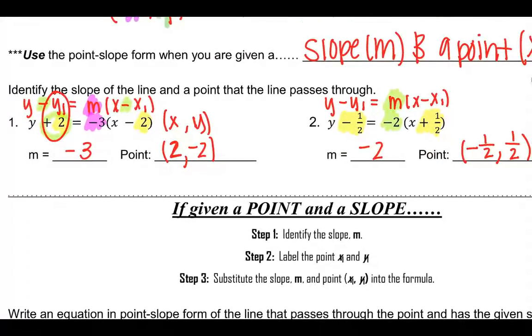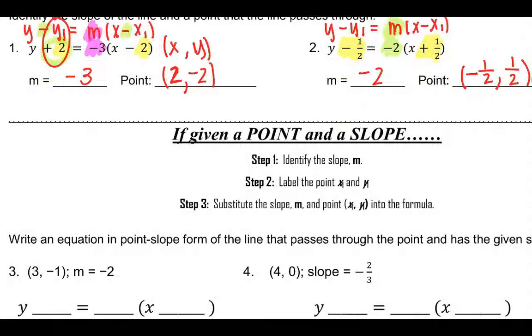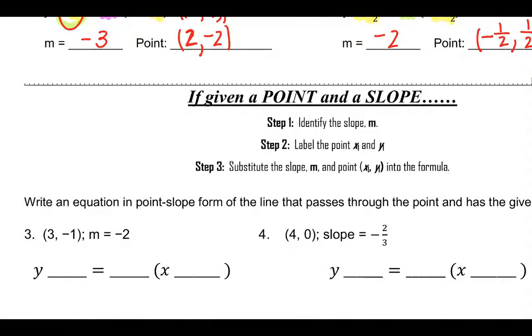So you're able to look at the formula and identify the slope and the point. Well, what if I give you a slope and a point? Can you write the formula? Here are the steps on how to do that. First, identify the slope, find your m, and they're going to give it to you. Step 2, label your points, x1, y1, and then you just start substituting into your formula.